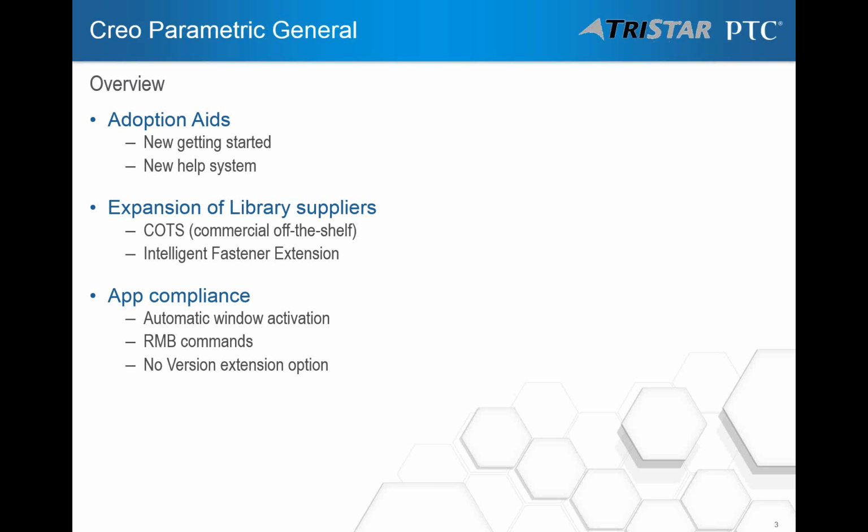So to begin with the general help options, there are some new adoption aids for getting started with the tool, as well as some new help tools available. There's some expansion of the library suppliers for the commercial off-the-shelf components. There's a new extension for intelligent fasteners, and some application compliance with Windows 7 for some automatic window activation, right mouse button commands, and version extensions.